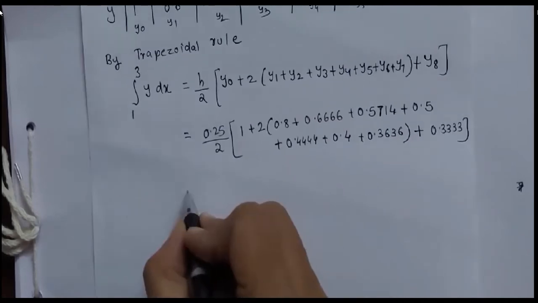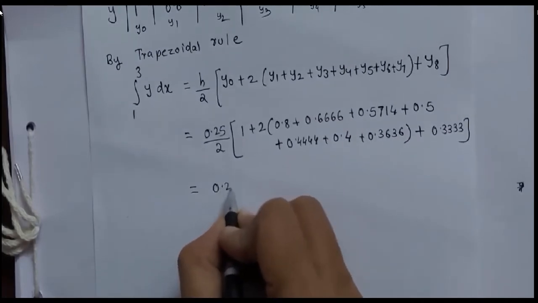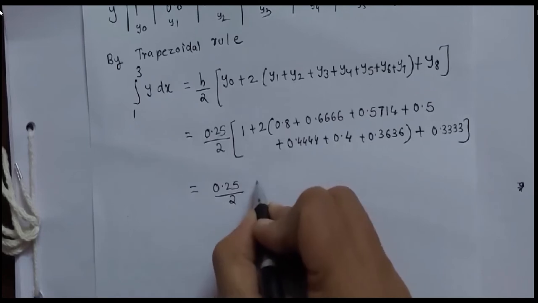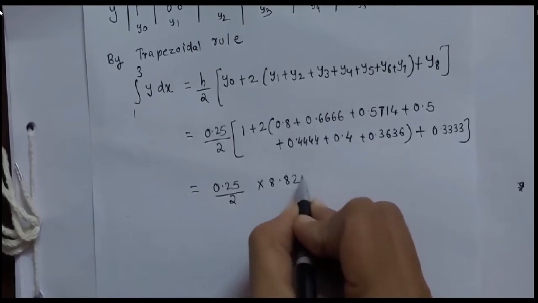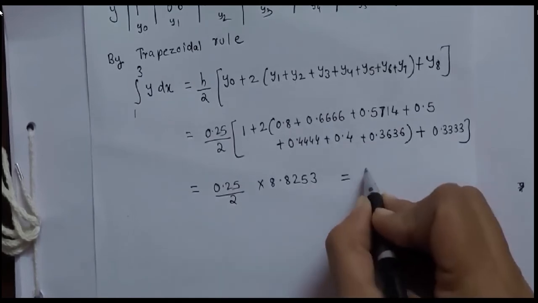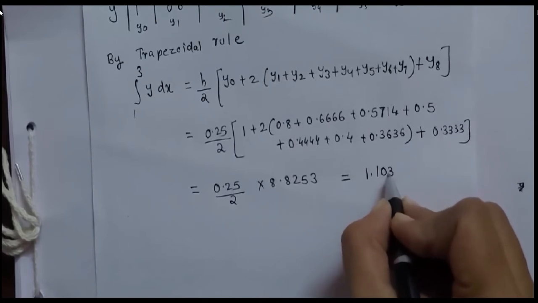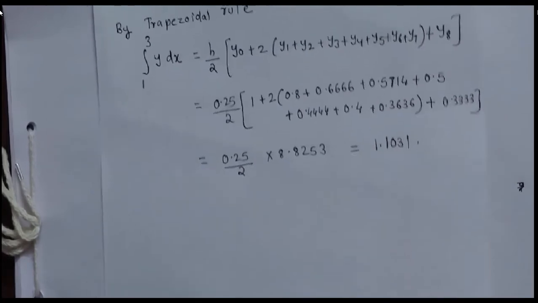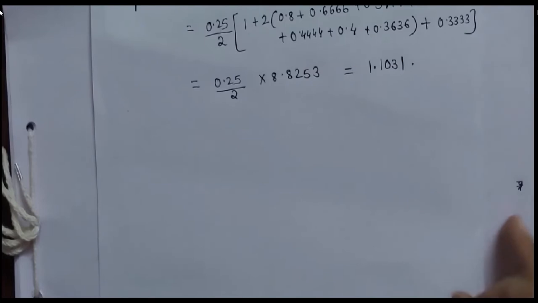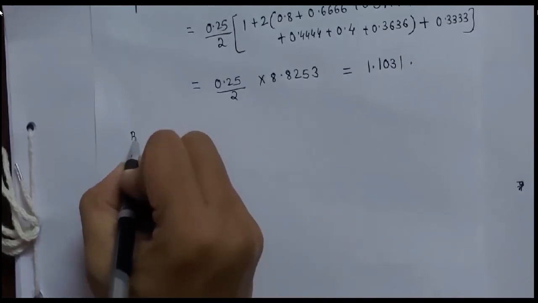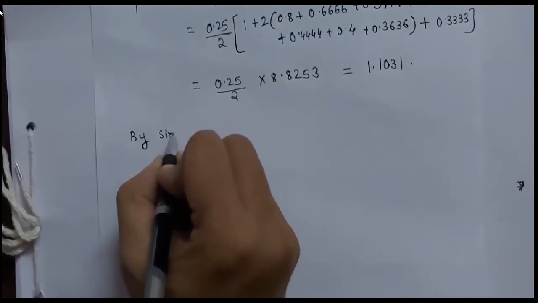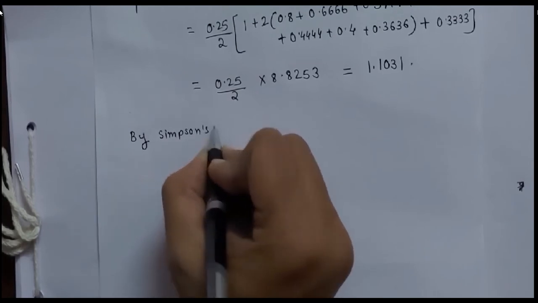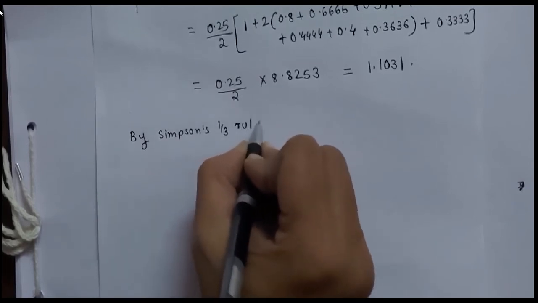When you solve this, 0.25 divided by 2 into 8.8253. It is coming 1.1031 by trapezoidal rule. Now we will solve by Simpson's 1/3 rule.